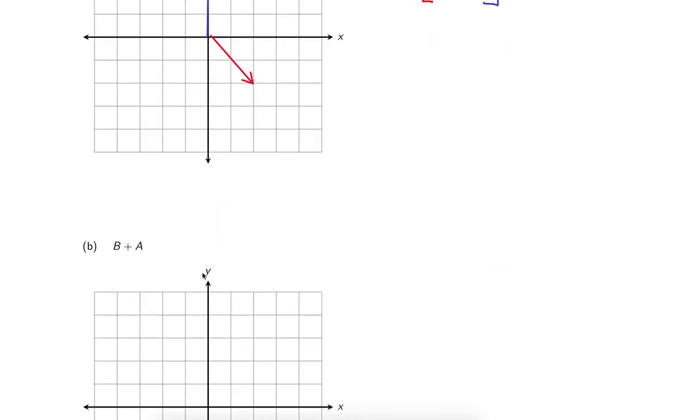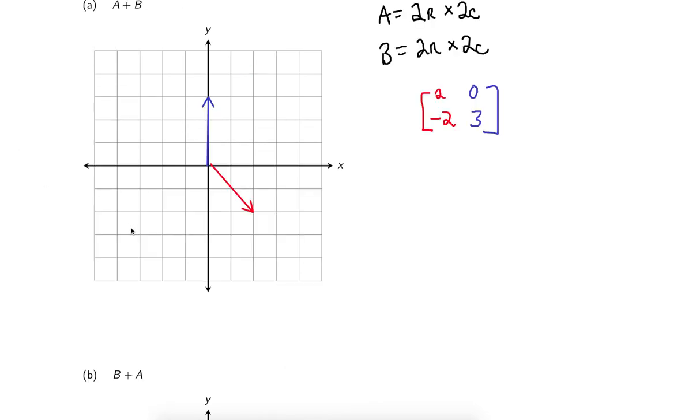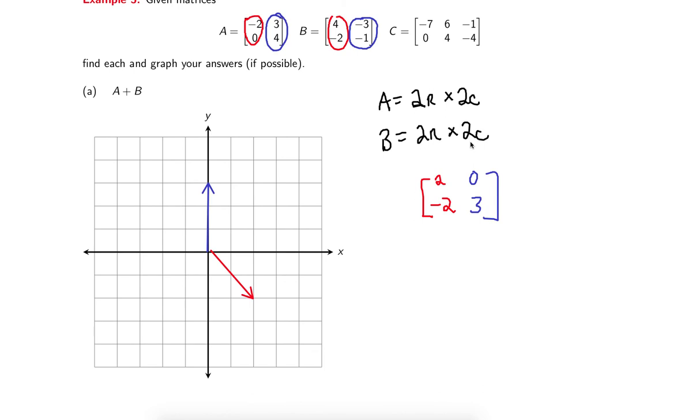All right. Part B, let's take a look at matrix B plus matrix A. So we have matrix B is 2 rows, 2 columns. Matrix A, 2 rows, 2 columns. The number of rows of B equals the number of rows of A. The number of columns of B equals the number of columns of A. So we actually can add these 2 together.